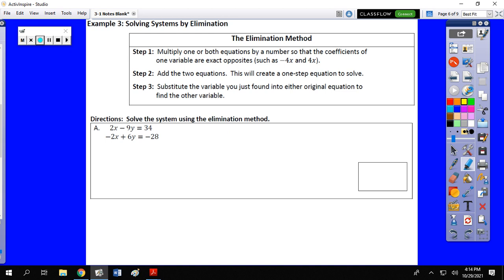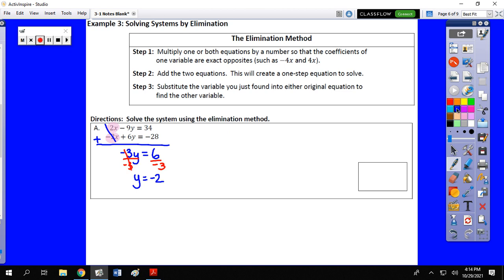If you look closely here, you'll see that this is already ready for elimination. We've already got positive 2x and negative 2x in the equation. So if we added these two equations together, immediately the x cancels and we are left with negative 3y equals positive 6. We divide each side by negative 3 and we get that y equals negative 2. The elimination method is the one that you really need to be comfortable with because it's the one that you're going to use the most often.